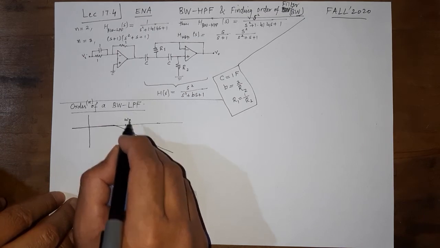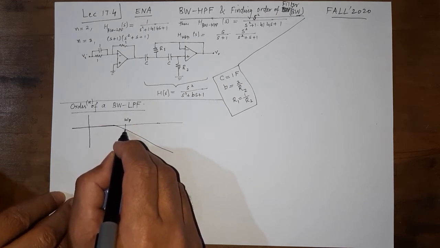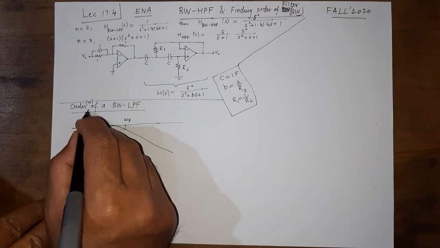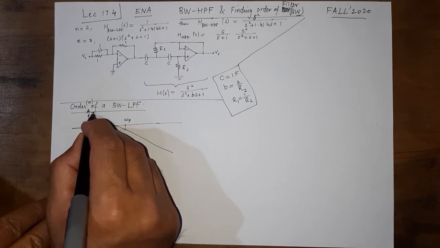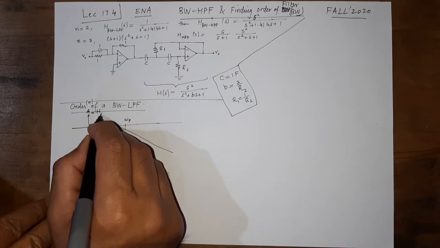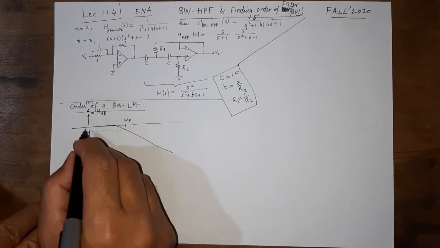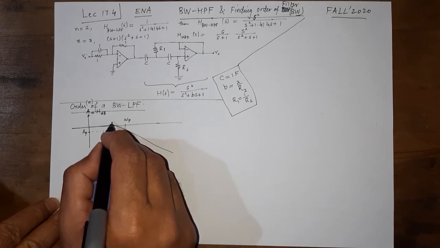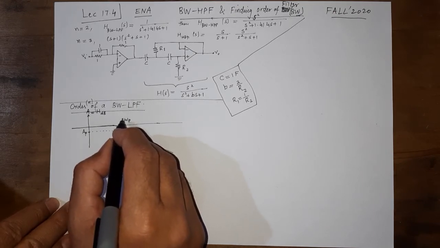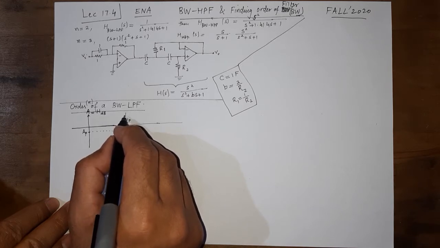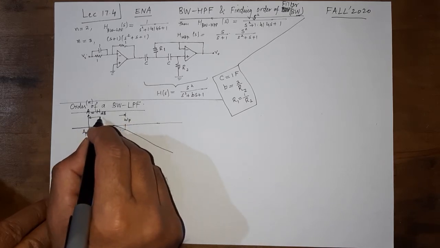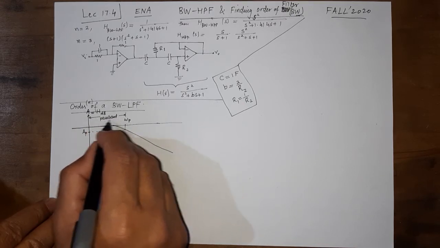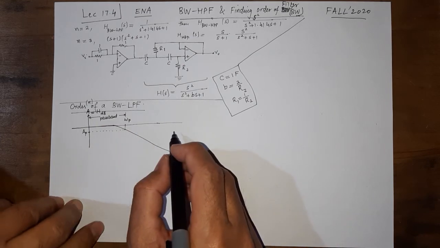We will be given omega p. Let us call this omega p instead of omega 1, and on the y-axis we have A, where A is nothing but the H in dB value. So we have this A_p. This omega p is a frequency that helps us define what is a pass band. So the pass band ends at omega p, you can say it like this.